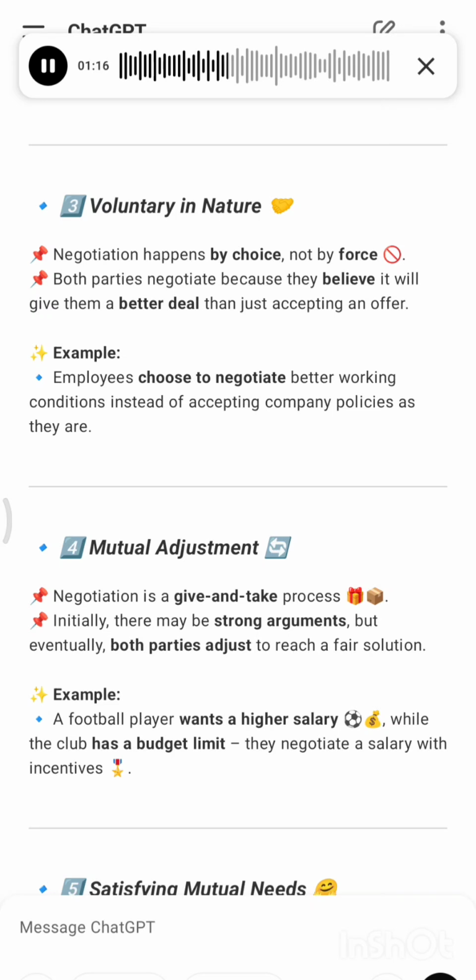4. Mutual adjustment. Negotiation is a give-and-take process. Initially, there may be strong arguments, but eventually, both parties adjust to reach a fair solution. Example: a football player wants a higher salary, while the club has a budget limit, so they negotiate a salary with incentives.